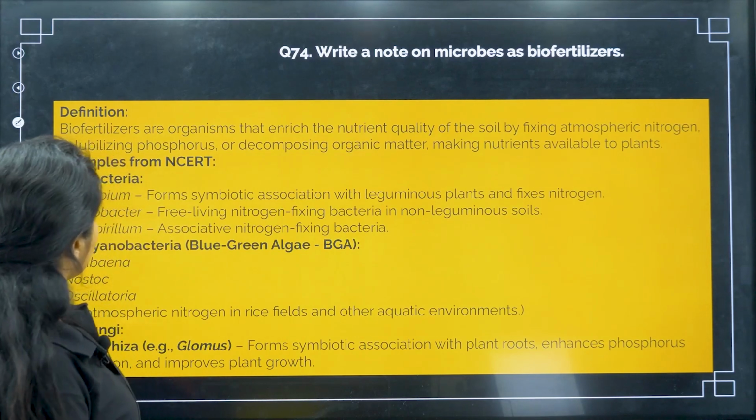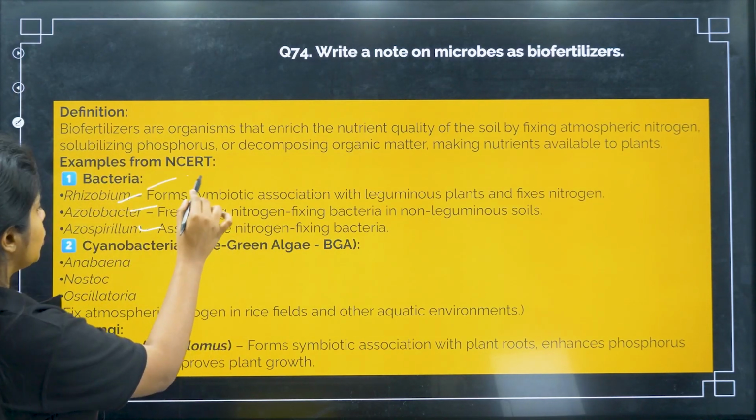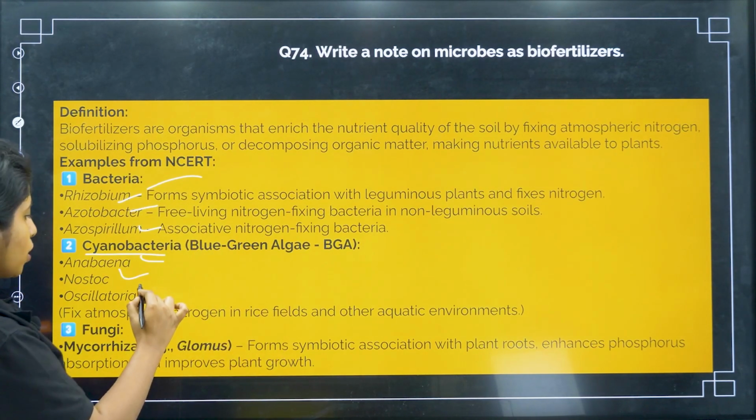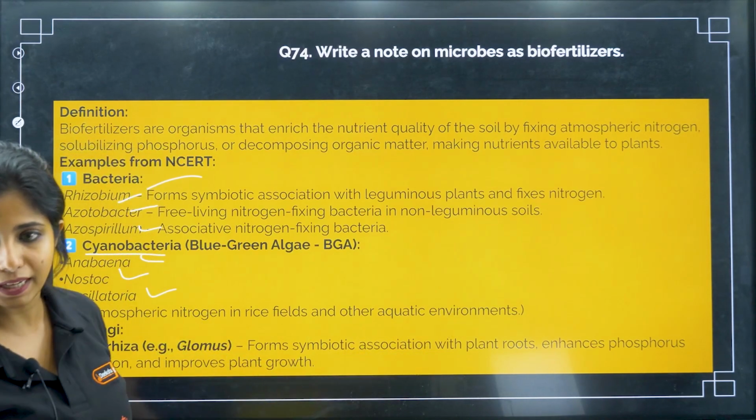So you know bacteria, you have Rhizobium, Azotobacter and Azospirillum, all of them fixing nitrogen, and this is found in leguminous plants. Cyanobacteria is a separate category. Blue-green algae is there. Anabaena, Nostoc, Oscillatoria is there. It fixes nitrogen in rice fields and other aquatic places as well.